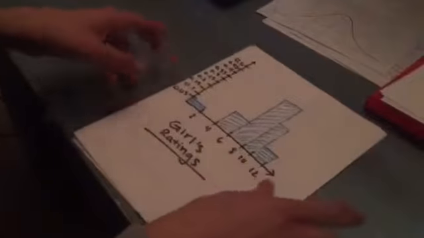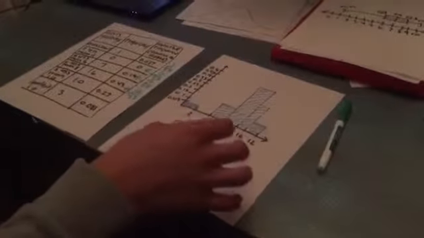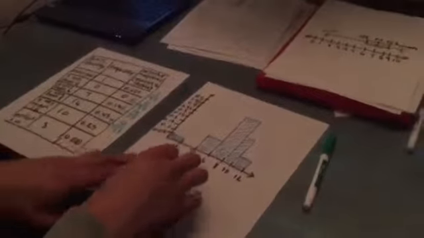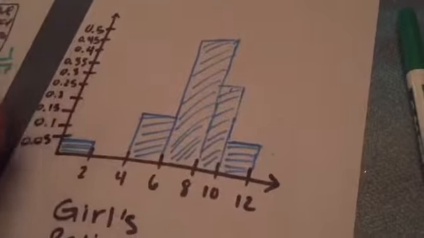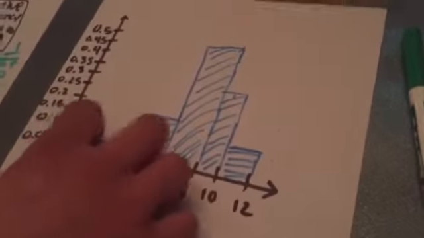And then for the histogram, on the y-axis you're gonna have the relative frequency, and on the x-axis you're gonna have the girls' ratings. So 0 and 2, there's 1. The relative frequency comes out to 0.027, which is there.